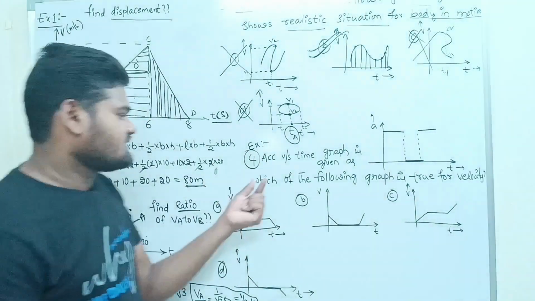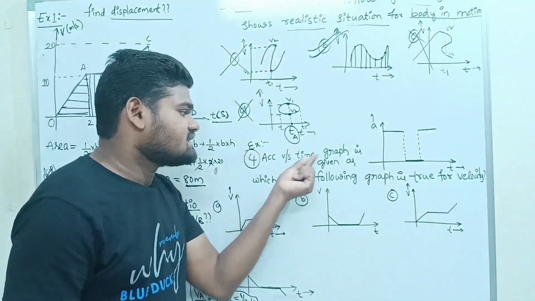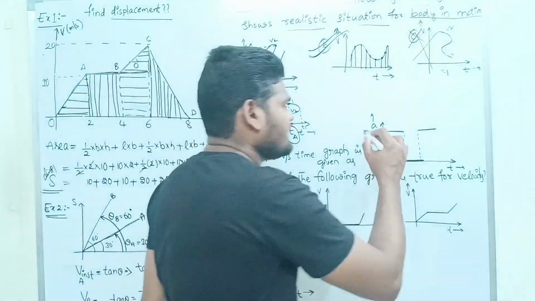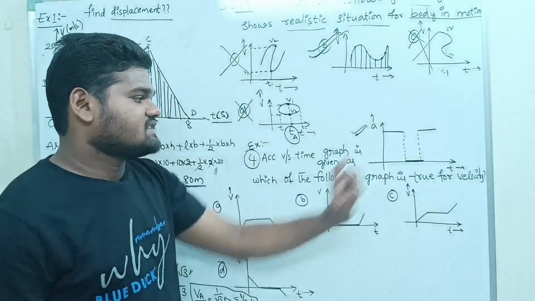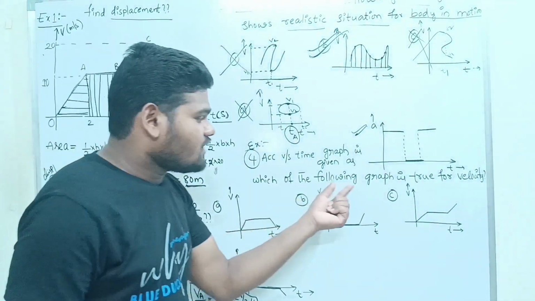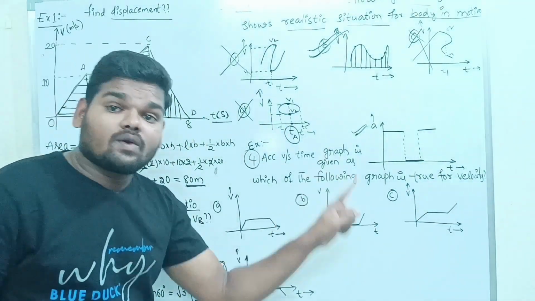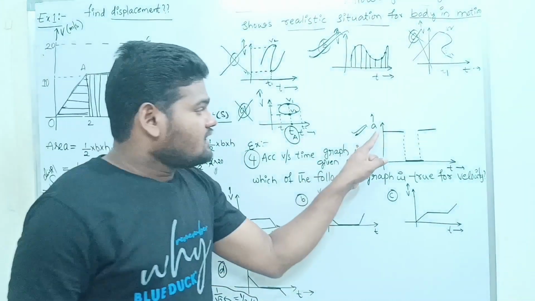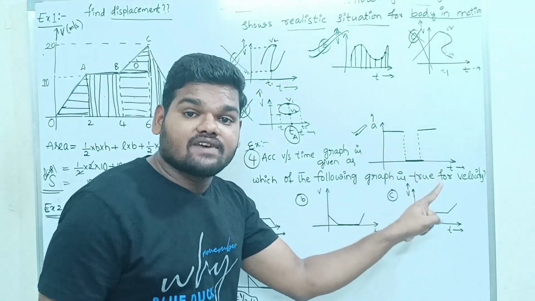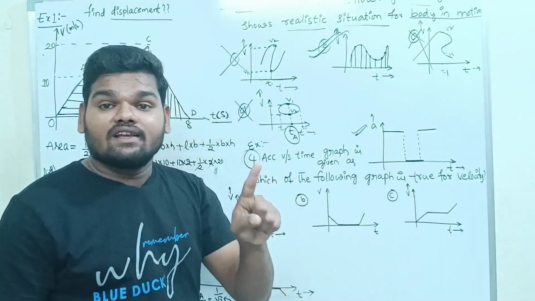Okay. So what is the example? An acceleration versus time graph is given. So they are given this graph, acceleration versus time. Which of the following graphs is true for velocity? I told you that the area covered by the acceleration versus time graph gives what?